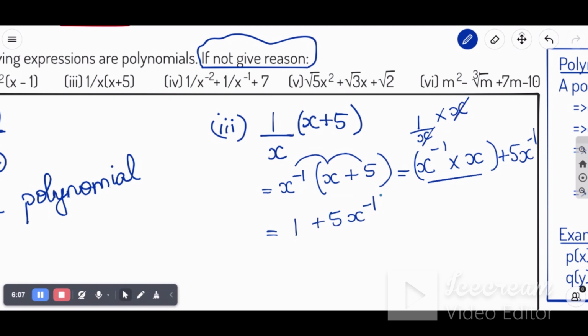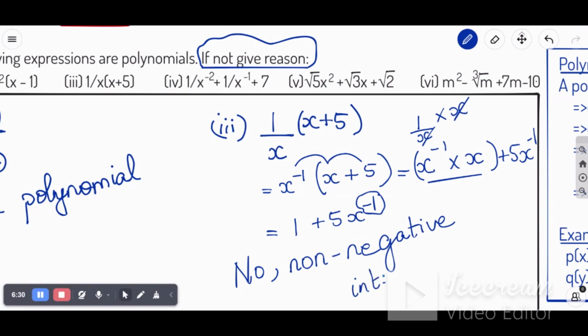So now, if you could see what is the power we have got here, it is a negative power. So again, is this a polynomial? No, it is not a polynomial. And what is the reason behind it? Yes, it does not have a non-negative integral power. So you have to say it is not a polynomial because it does not have a non-negative integral power.